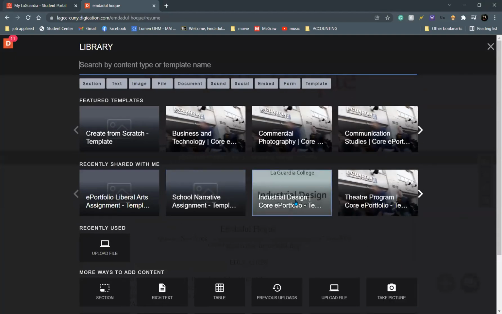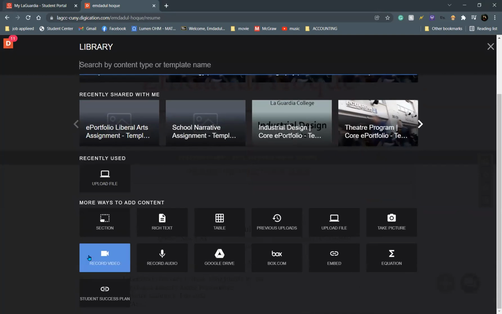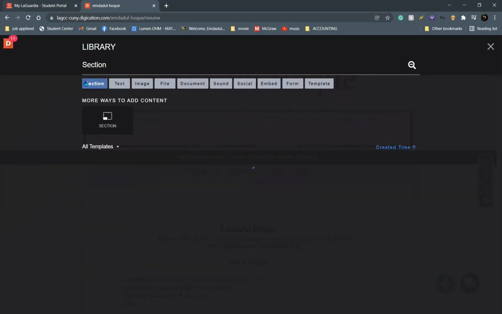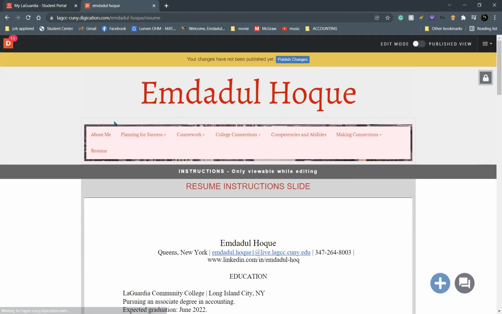I think it's going to be either upload. The thing is, you don't want to do it in the instruction slide. You may have to add a rich text where it says section or rich text. Yeah, more ways to add content. Maybe section. I can't remember if it's section or rich text.